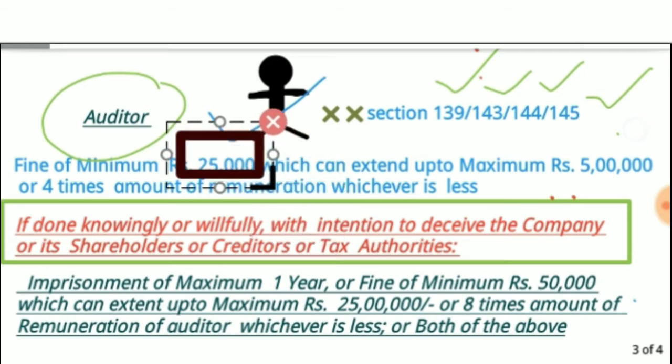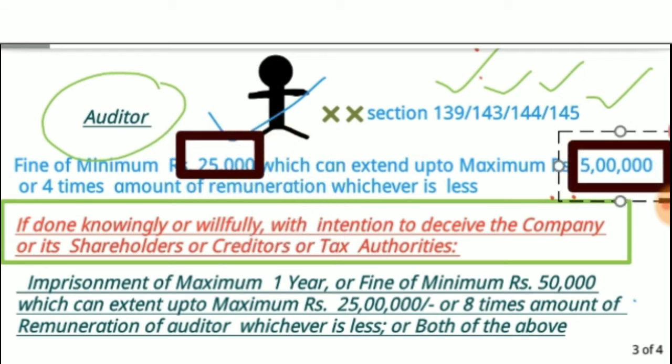So minimum 25,000 and maximum 5 lakh rupees, or 4 times the amount of remuneration, whichever is less. Minimum they have to pay 25,000 rupees. Suppose they are getting an audit fee of 1,50,000, then 1,50,000 into 4 is 6 lakhs; comparing 6 lakh and 5 lakh, whichever is less, it is 5 lakh. Suppose they are getting remuneration of 1 lakh, then 1 lakh into 4 is 4 lakh; comparing 5 lakh and 4 lakh, whichever is less, it is 4 lakh.